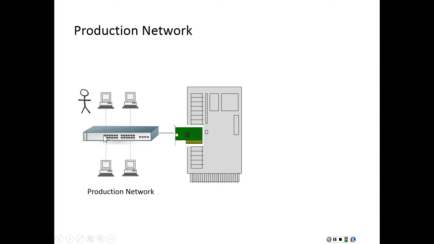Now, I think everybody knows what the production network is. The users stand at their workstations, which connects to a switch, which connects to a network interface card, which connects to the ESXi host. And the purpose of the production network is to connect user traffic to virtual machines. Everybody knows what the production network is.